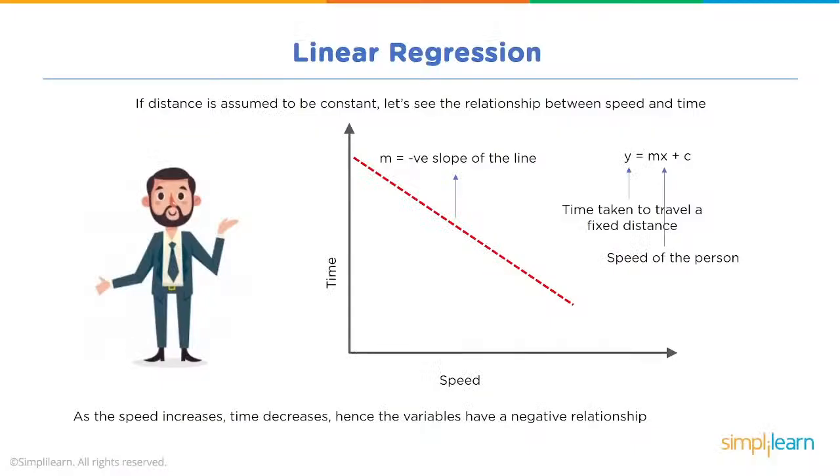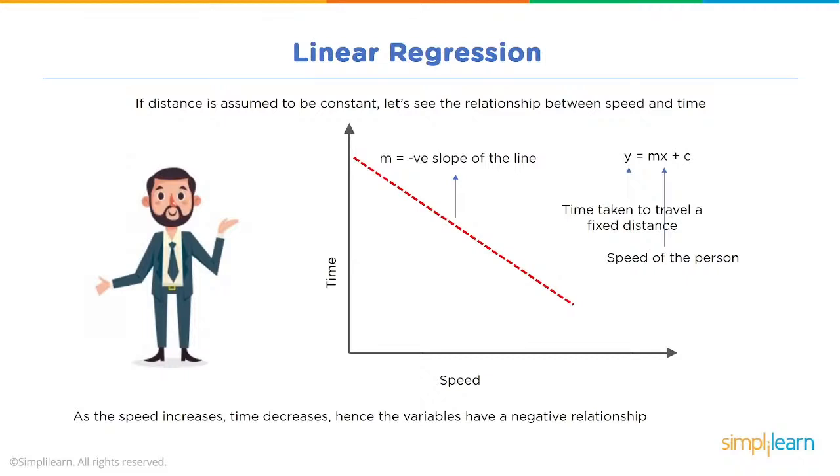When we put that into a linear regression model or a graph, if the distance is assumed to be constant, let's see the relationship between speed and time. And as time goes up, the amount of speed to go that same distance goes down. So now your m equals a negative slope of the line. As the speed increases, time decreases. Hence, the variable has a negative relationship. Again, there's our definition. Positive relationship and negative relationship dependent on the slope of the line.